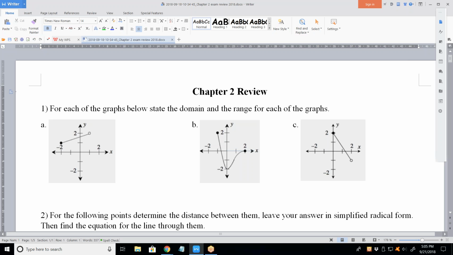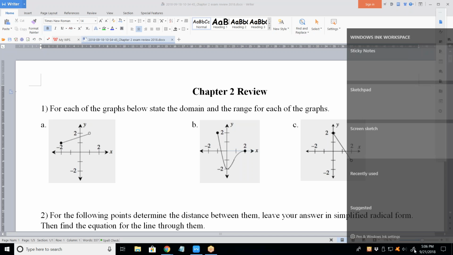So let's talk about domain and range. Domain refers to which axis? The x-axis. So when you're looking for domain, you want to train your eyes to look left to right, left to right. When you're looking at range, which is the y-axis, you train your eyes to look up and down. So what's the domain of A? -2, 1.